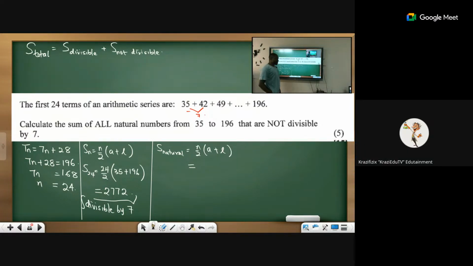What is 197 minus 35? 7 minus 5 would give me what? 2. 162. What is our A? 35. What is our L? 196. Give me an answer. We did one like this that says divisible by 5. So it's the same thing. They say natural value. You just take the plus one.